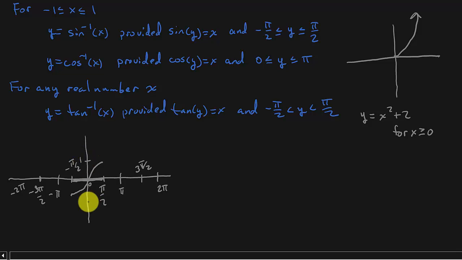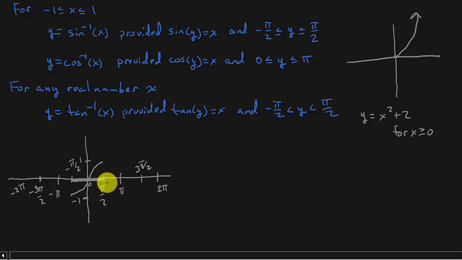And of course, this is 1, and this down here is negative 1. Okay? So you can see we restrict the domain to make it 1 to 1, and that's where this negative pi over 2 to pi over 2 comes from. All right?